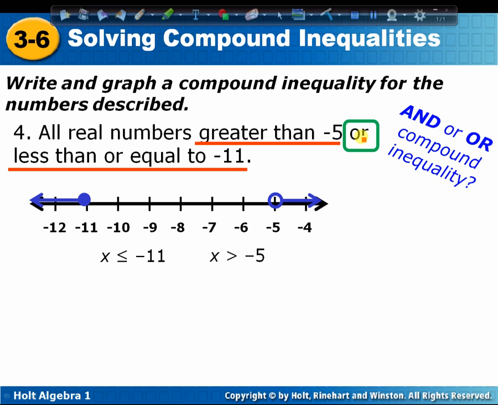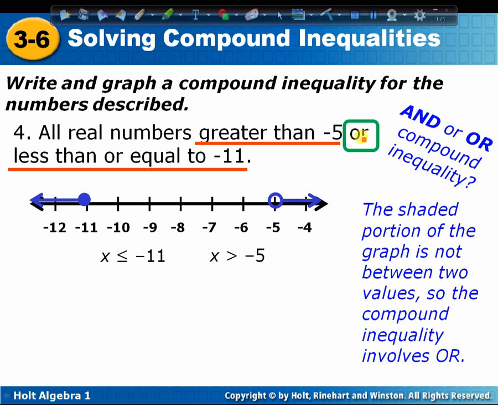So this one is obviously an or, so we're going to use our or set notation, which basically just means you have your smaller number or the word or and then your greater inequality. So braces x such that x is less than or equal to -11 or x is greater than -5. Go ahead and take a minute and make sure you have the number line and the compound inequality written for that one before you move on.